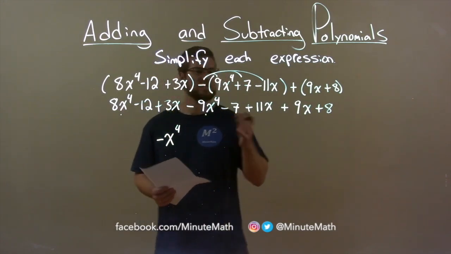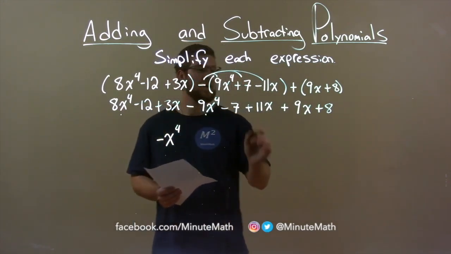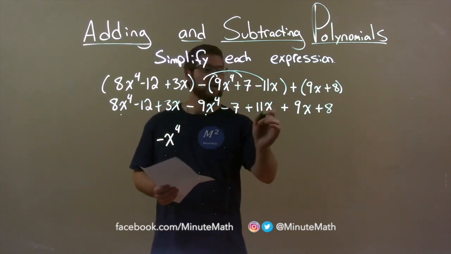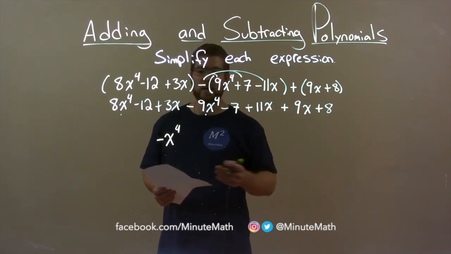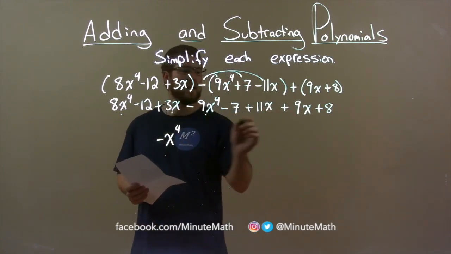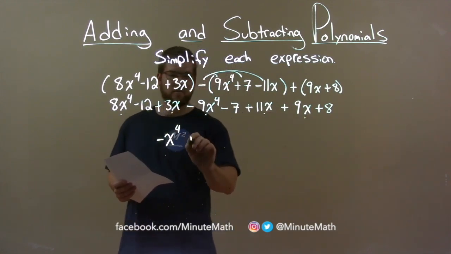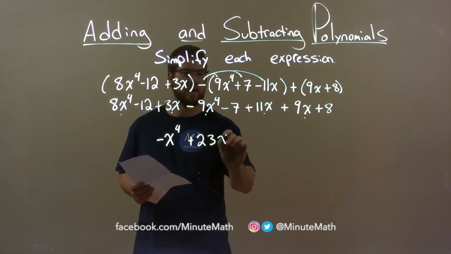Next highest degree I see is just an x. We got a 3x, 11x, and a 9x. 11x plus 9x is a 20x, plus 3 is 23x. So, dots again, we have plus a 23x.